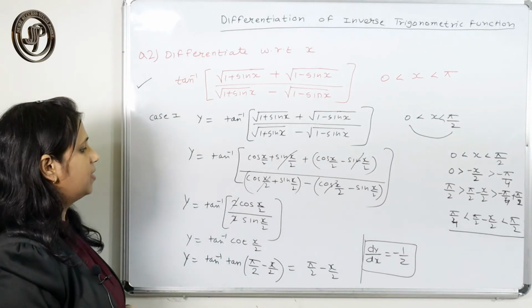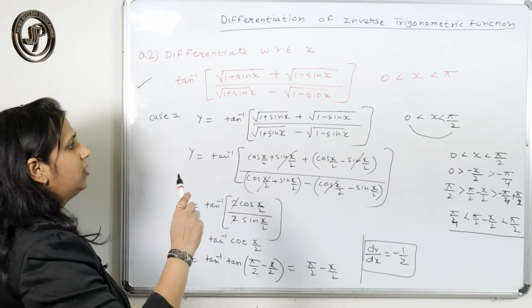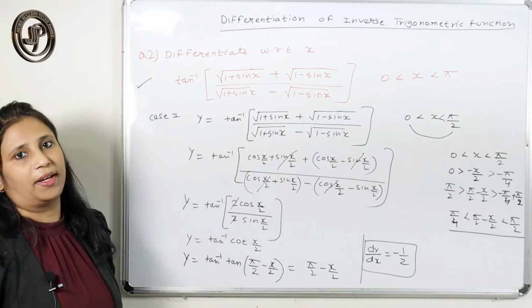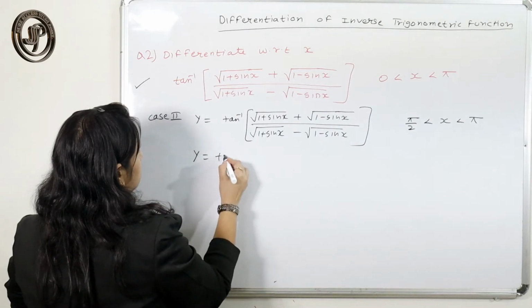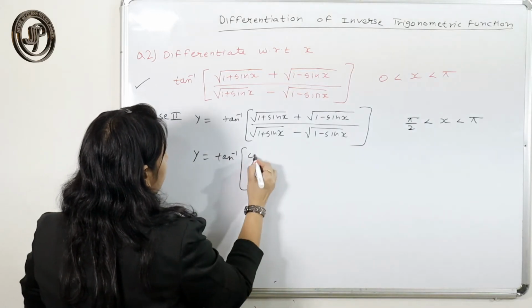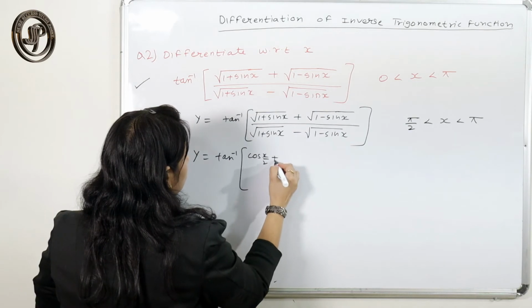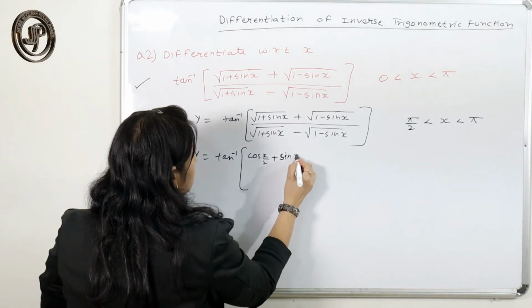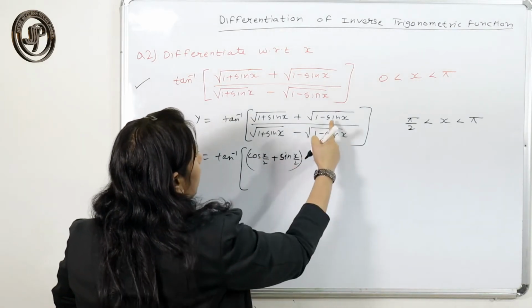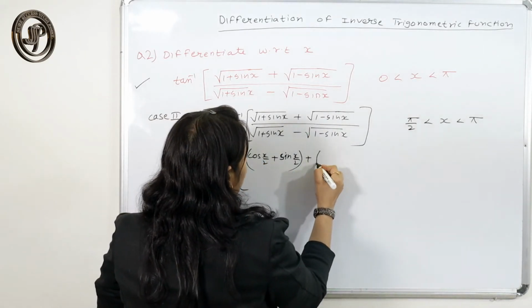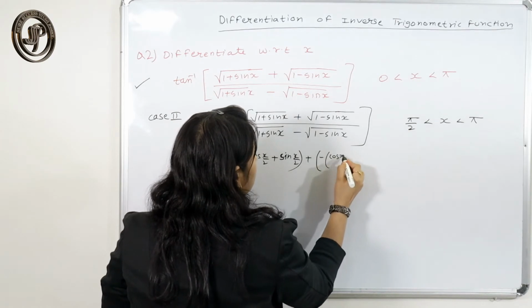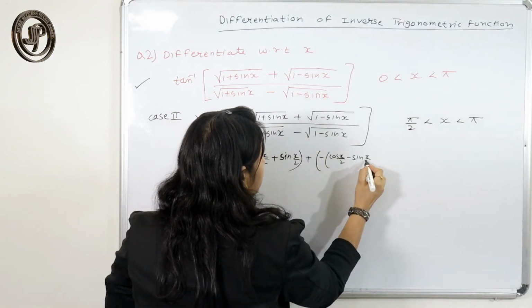So that difference will come when you take the limit 0 to pi. Now with case 2, we just have to put the values. Here I put cos x by 2 plus sin x by 2 only. Here I have to put minus of cos x by 2 minus sin x by 2.